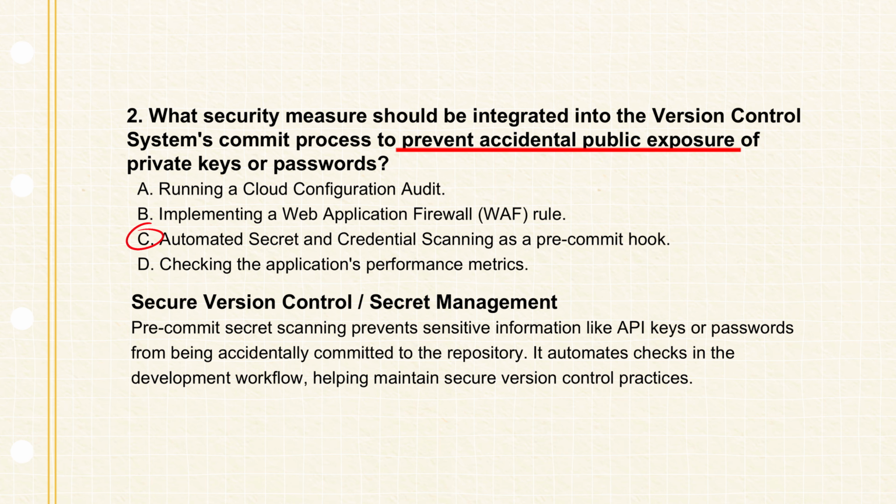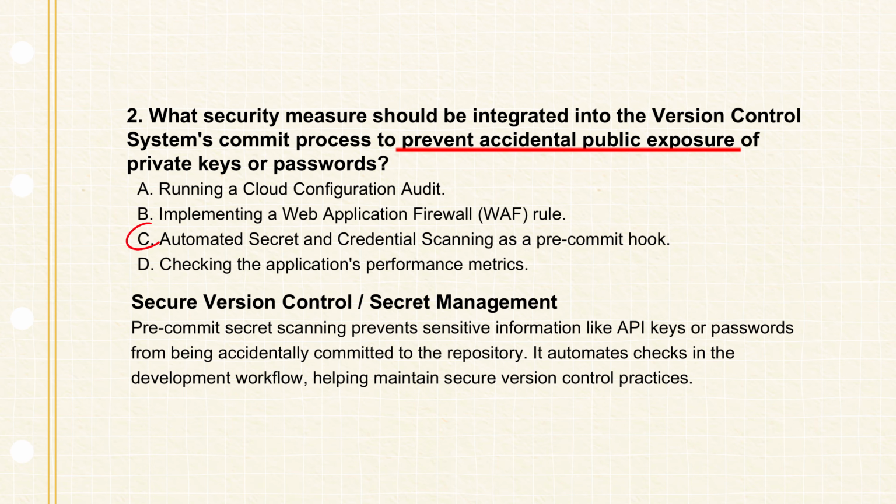So it actually stops you. Exactly. It interrupts the workflow, forces you to fix it then and there. It prevents the breach from ever happening in the first place. A scan run later on the server, that just tells you the secret is already in the history. Too late. The hook stops the mistake at the source.